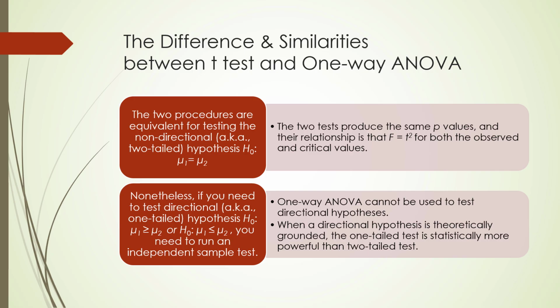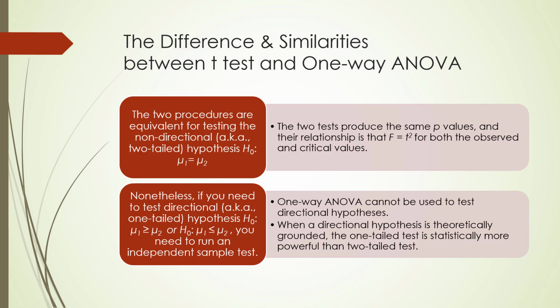Finally, let's compare ANOVA with the t-test. When there are only 2 groups, meaning that the independent variable has 2 values, you can run either a t-test or a one-way ANOVA. The t-test is usually preferred because the result is easier to interpret and it allows testing of directional hypotheses. ANOVA cannot test directional hypotheses.